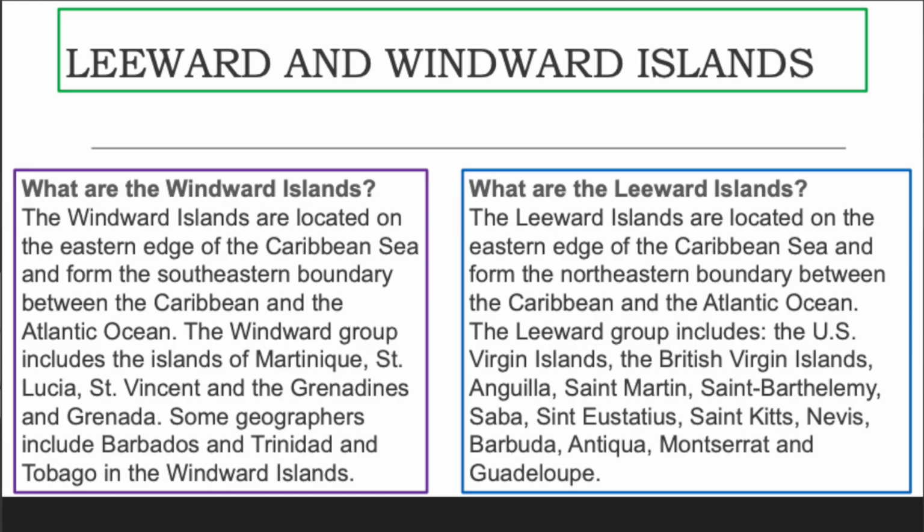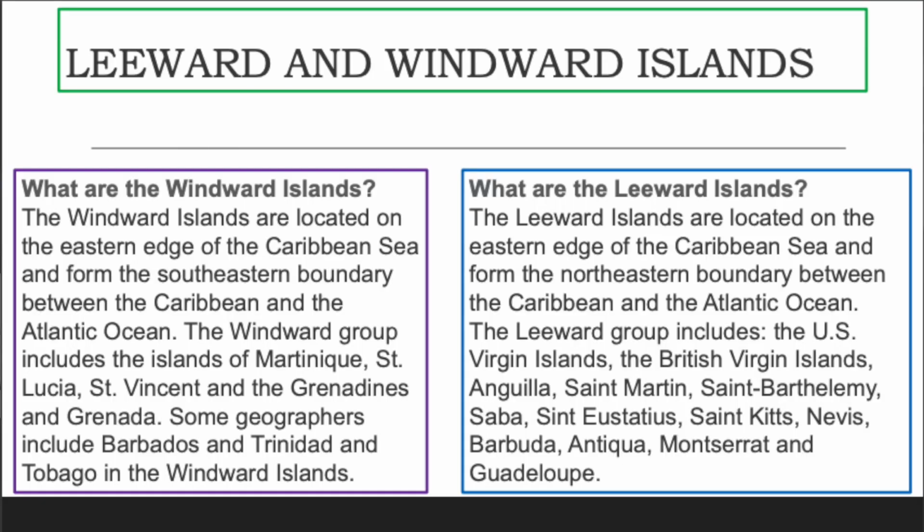Leeward Islands now. The Leeward Islands are located on the eastern edge of the Caribbean Sea. Similar to the Windward, both of them are on the eastern edge. However, the Leeward Islands form the northeastern boundary. So the Windward Islands form the eastern boundary, while the Leeward Islands form the northeastern boundary between the Caribbean and the Atlantic. The Leeward group includes the US Virgin Islands, the British Virgin Islands, Anguilla, St. Martin, St. Bartholomew, Saba, St. Eustatius, St. Kitts, Nevis, Barbuda, Antigua, Montserrat, and Guadeloupe.